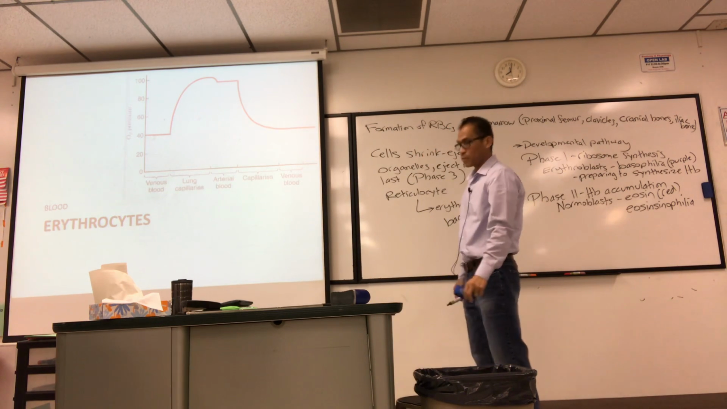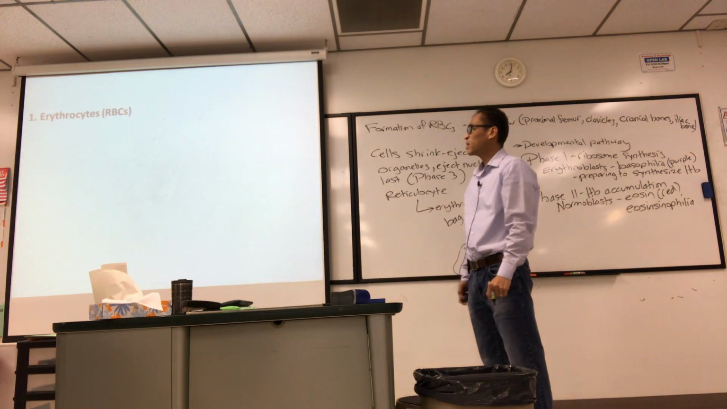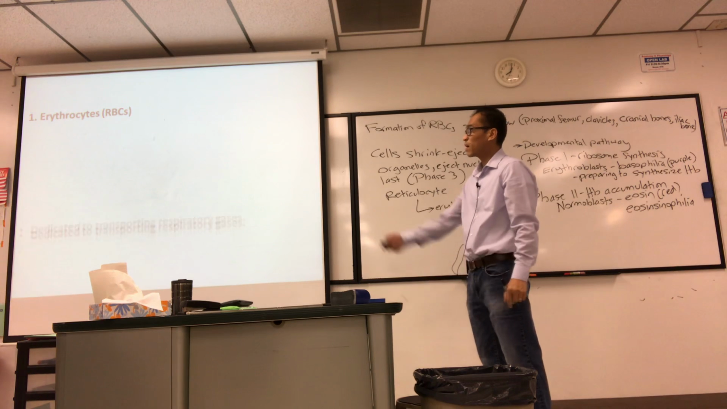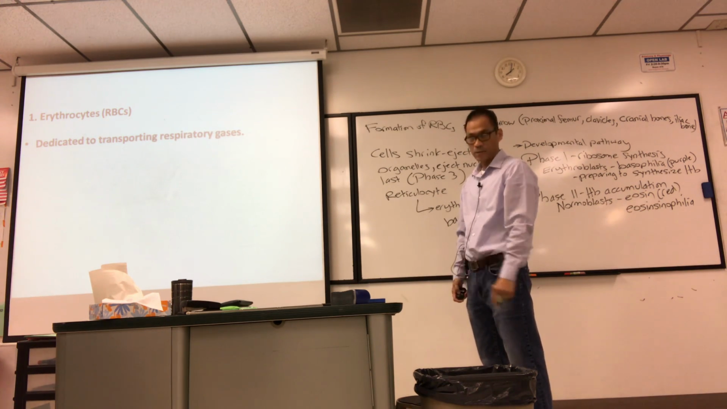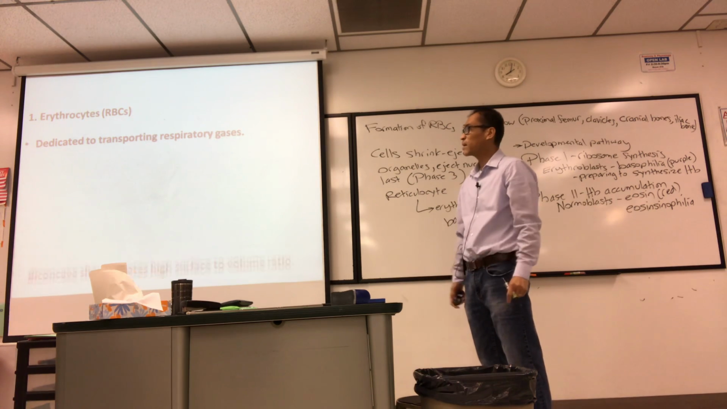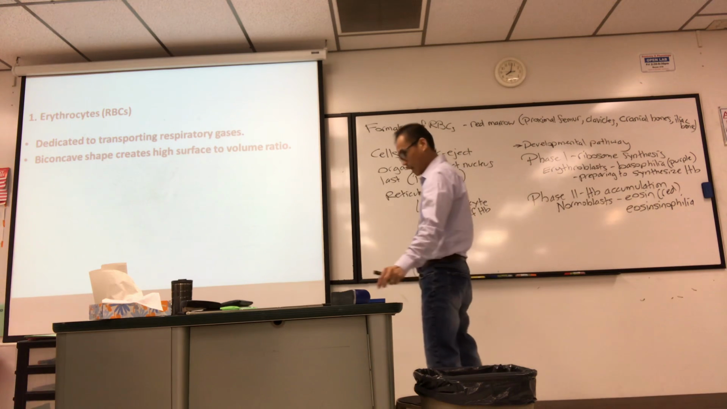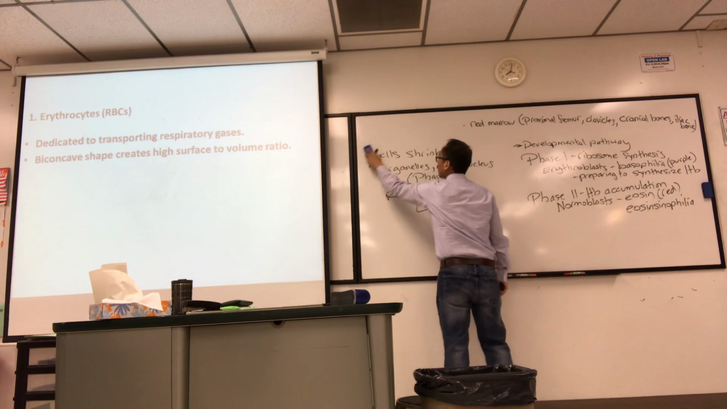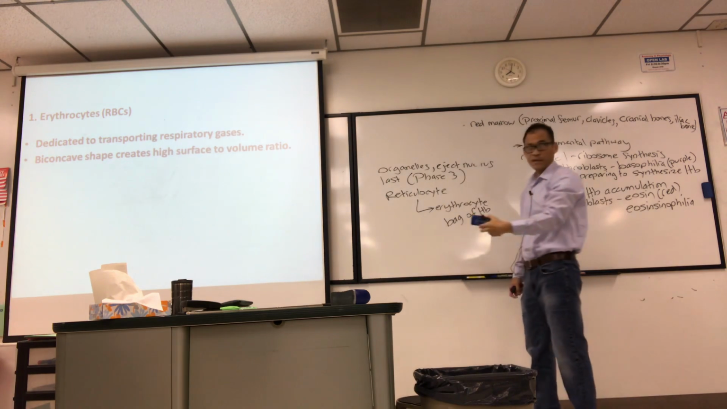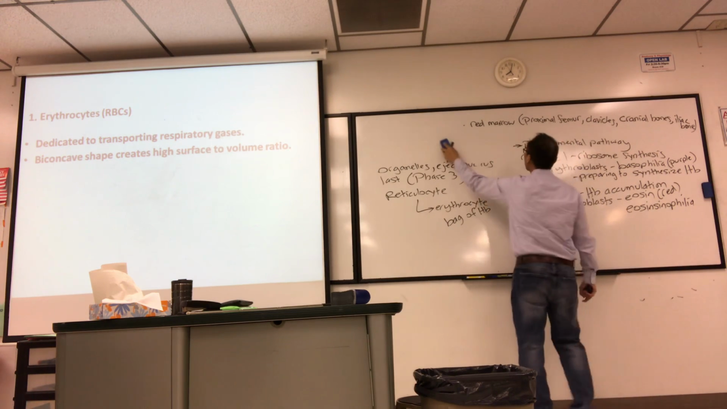All right, so the erythrocytes. Here are some properties; I have this on the slide. They're dedicated to transporting the respiratory gases, O2 and CO2, as mentioned. We have a biconcave shape. What does that word mean? Biconcave. Well, concave means it curves in, so biconcave means it curves in from both sides.